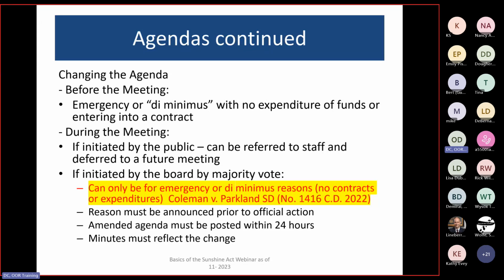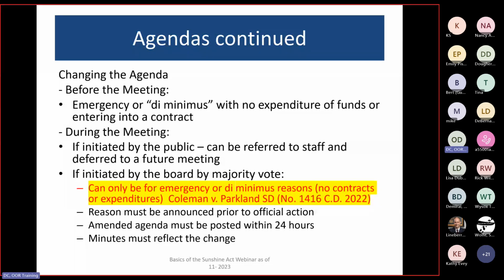Okay, no problem. Now, once the 24-hour window has lapsed, though, you can only change the agenda for emergency or de minimis items where there is no expenditure of money. Okay, whatever we're voting on, it's not going to cost anything. And we're not going to enter into any sort of contract. Okay. Now, these two examples are not all inclusive. You can have other non-de minimis items that could come up that you would want to add to the agenda, but you cannot because they are not de minimis in nature, okay? But expenditure of funds and entering into a contract are two examples specifically cited in the Sunshine Act.